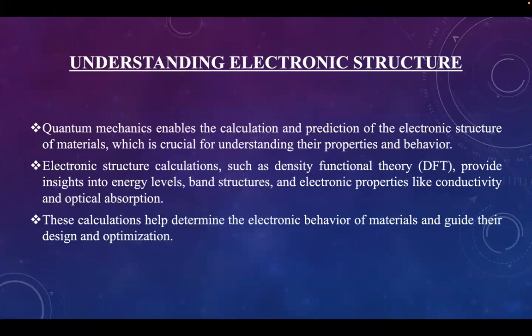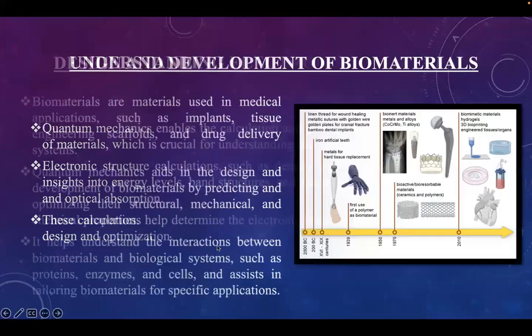Understanding electronic structure. Quantum mechanics enables the calculation and prediction of the electronic structure of materials, which is crucial for understanding their properties and behavior. Electronic structure calculations such as density functional theory provide insights into energy levels, band structure, and electronic properties like conductivity and optical absorption. These calculations help determine the electronic behavior of materials and guide their design and optimization.